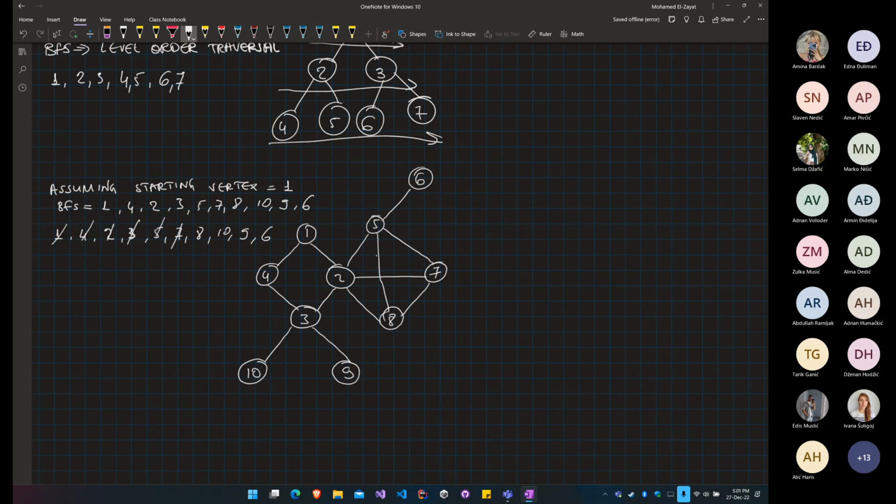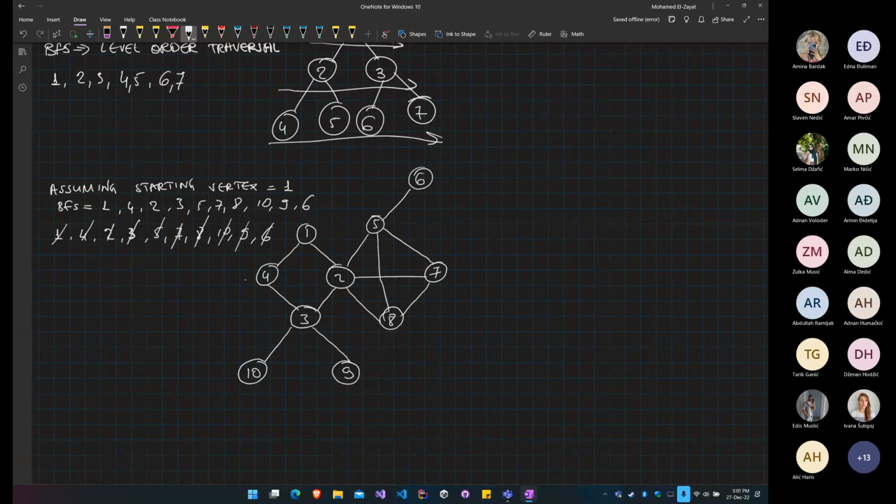8 is visited, so it's connected to 2, connected to 5, connected to 7. It has already been visited, fully explored already, so we remove it from the queue. 10 doesn't have any children, remove. 9 doesn't have any children, remove. 6 doesn't have any children, remove. We actually have a BFS done. So we actually traversed the full graph using BFS.